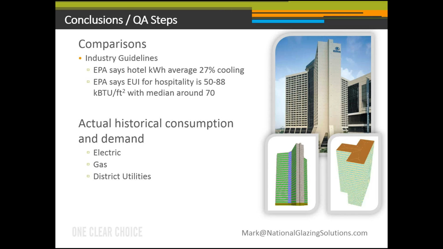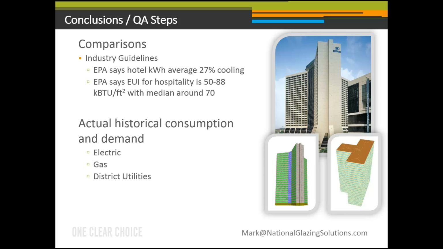The next industry guideline is the Energy Use Index published by EPA for hospitality. The EUI for hotels within 2 standard deviations is between 50 and 88, with a median around 70. eFilm predicted the EUI at 114. eQuest predicted the EUI at 79.